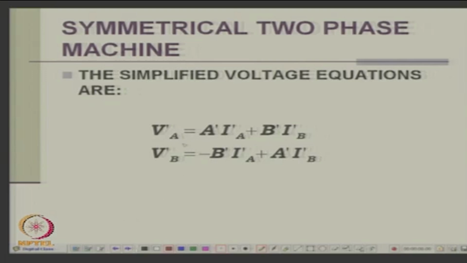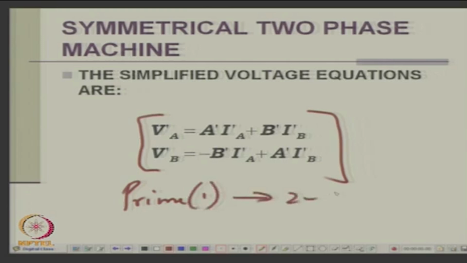So, we have VA dash, IA dash, VB dash, IB dash, because the prime is just used to signify a two phase system. This prime is used, so it is different from three phase, okay. So, we call it VA dash, VB dash, etc.